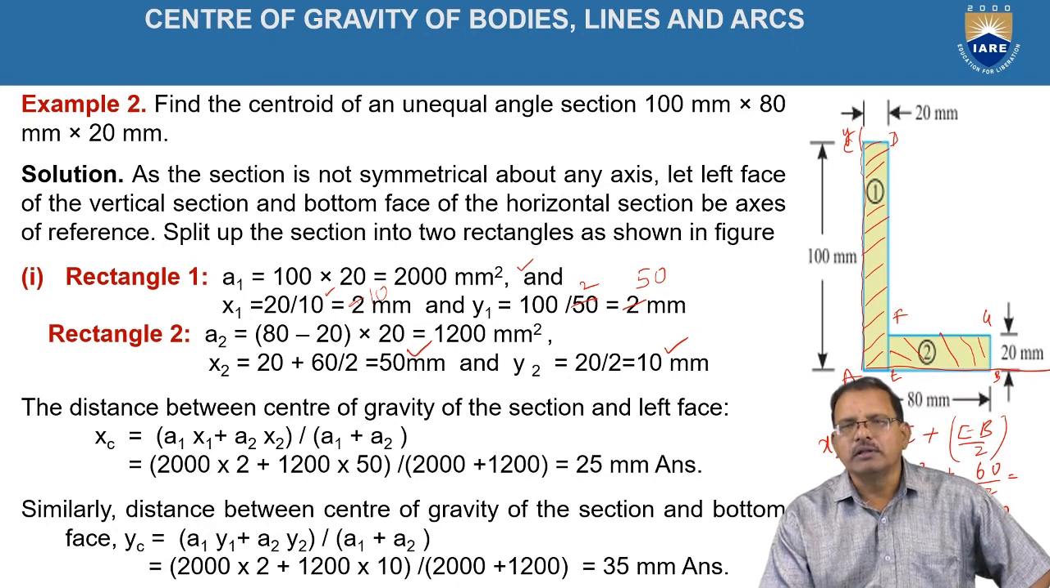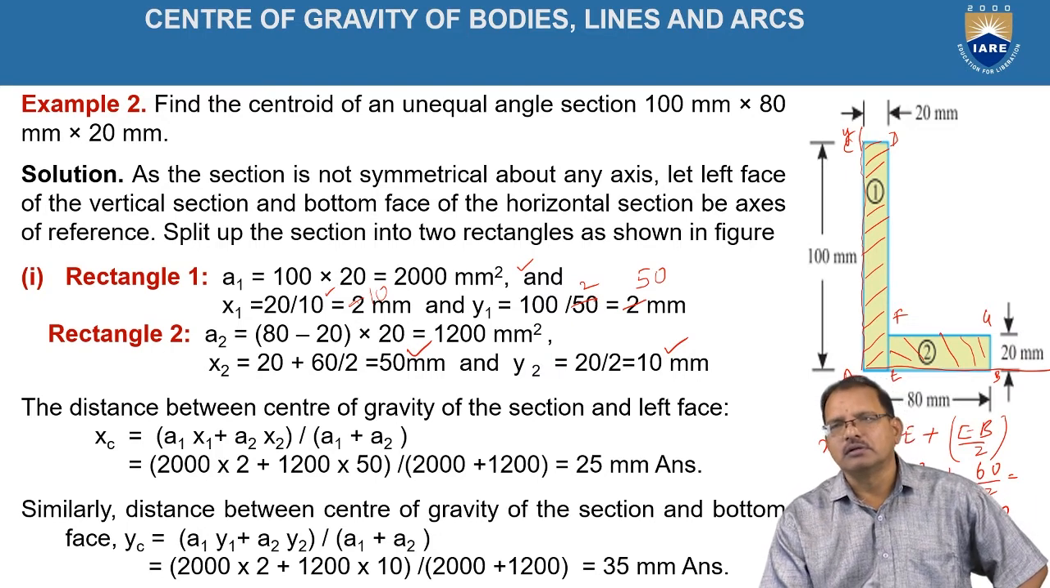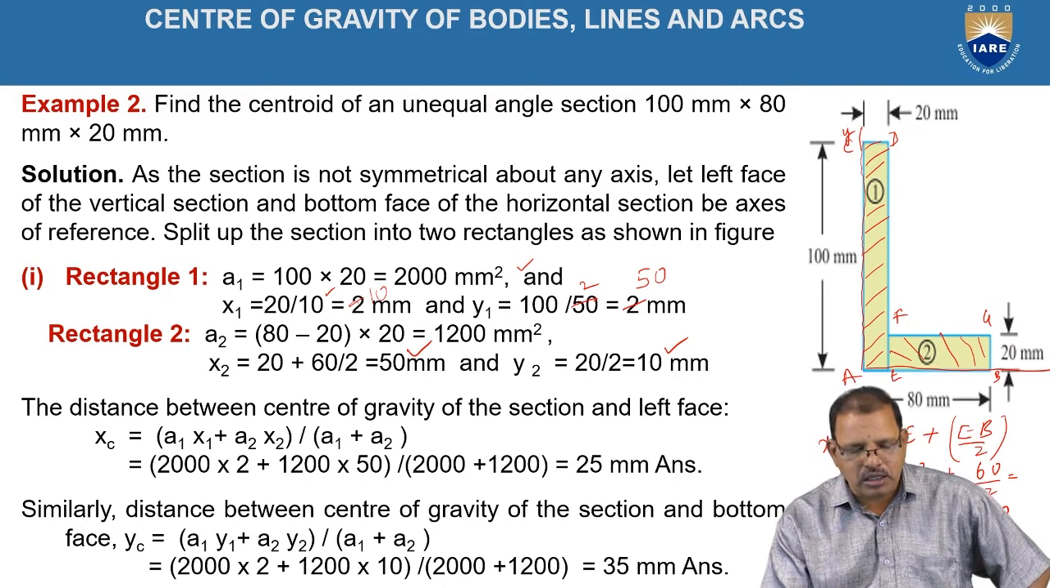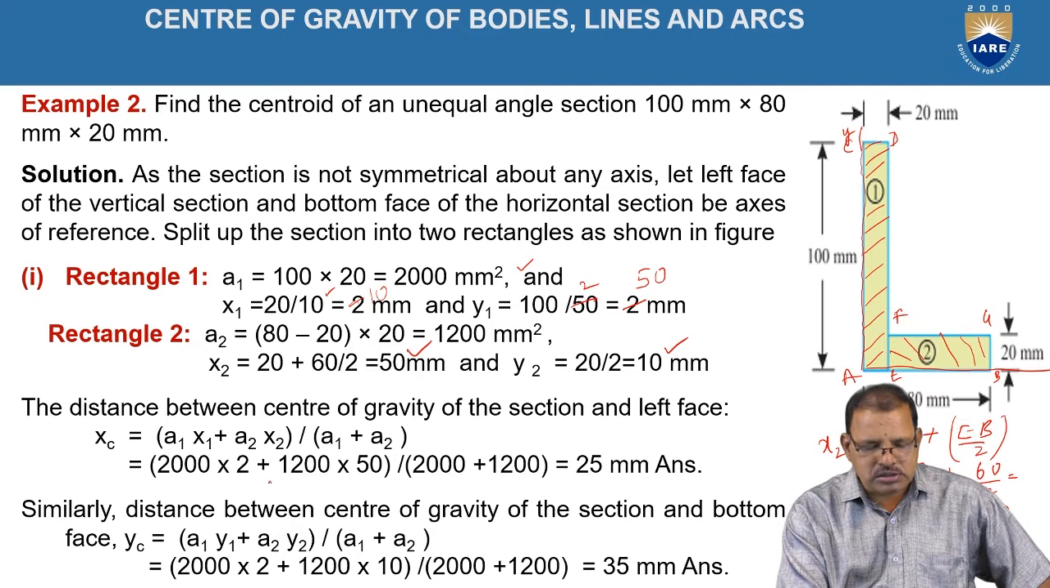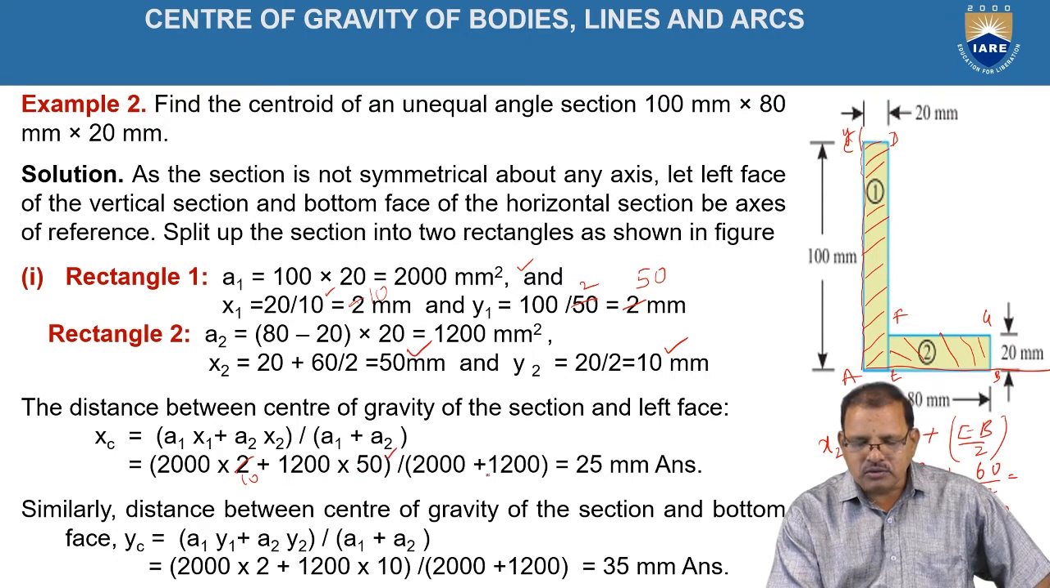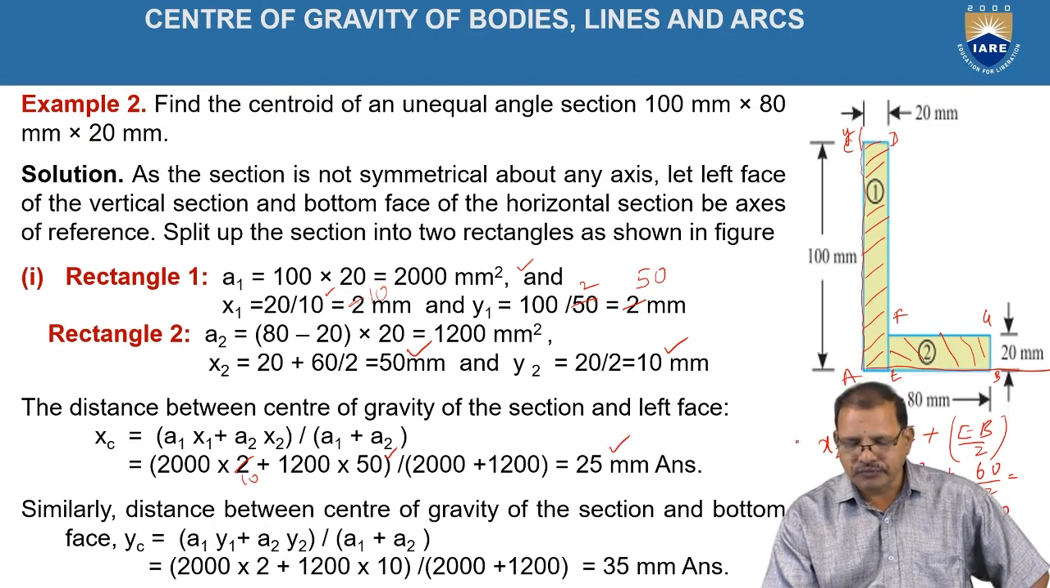Now, according to the method of moments, the centroid of the whole figure, that is with the combination of two rectangles A1 and A2, is given by A1 x1 plus A2 x2 divided by A1 plus A2. According to the relation, 2000 into 10 plus 1200 into 50 divided by 2000 plus 1200, which is equal to 25 mm.